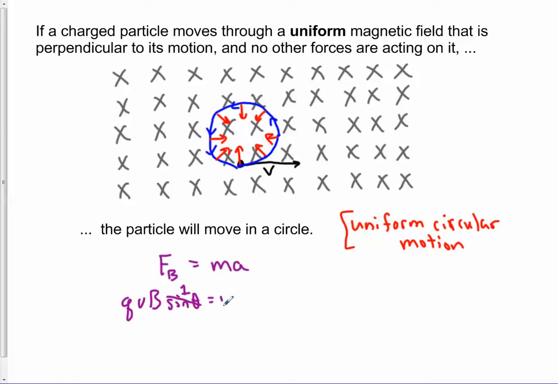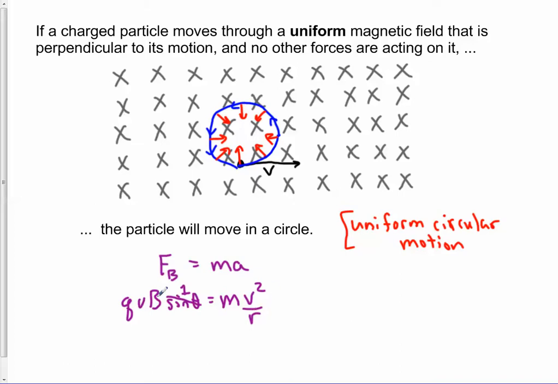And on the other side, I have m. And then for a, I'm going to use our uniform circular motion fact from first semester, which is that centripetal acceleration is v squared over r. So you may remember that. I hope you remember that. Even if you don't remember the exact formula, you remember that we had a connection between a and v and r when you're moving in a circle at a constant speed. And a is v squared over r. So we're going to plug that in here.